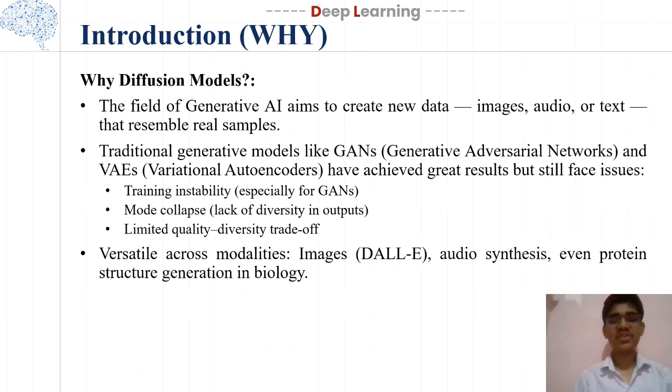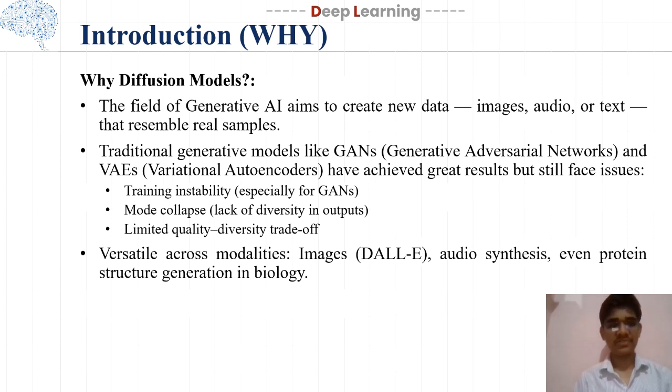Now, why do you even need them? The goal of generative AI is to produce new data that looks real, not synthetic, whether it's a picture, audio, or even video. Older models like generative adversarial networks and variational autoencoders were groundbreaking, but they were imperfect. They faced problems like training instability, mode collapse, where outputs lose diversity, and a quality diversity trade-off. Diffusion models overcome these issues. They powered applications like DALL-E for image generation, audio synthesis, or even protein structure prediction in biology, showing their versatility across all domains.